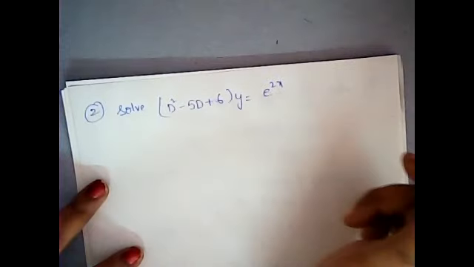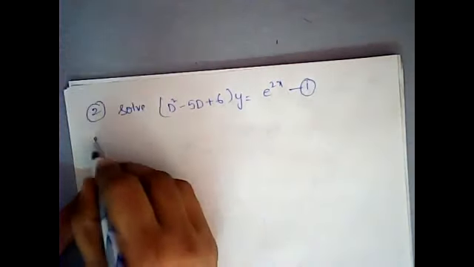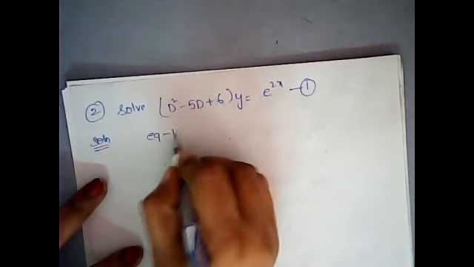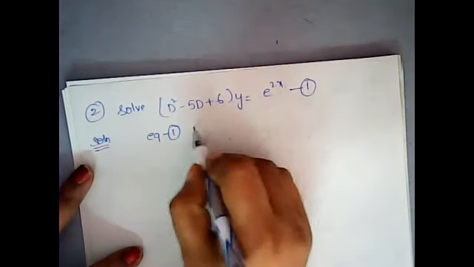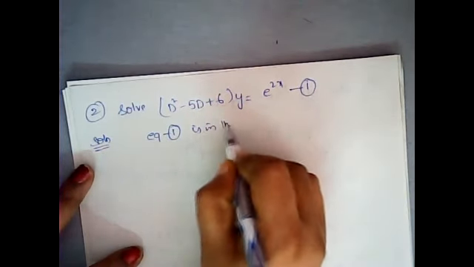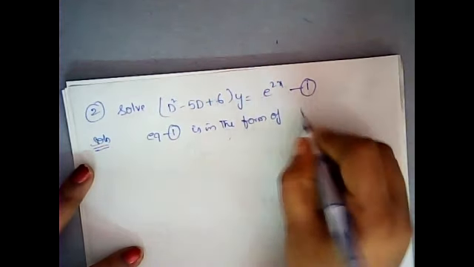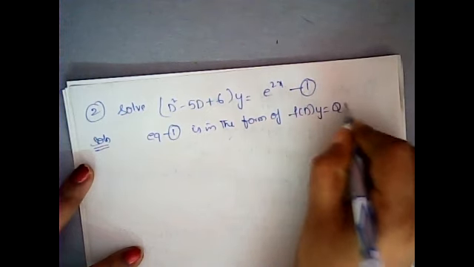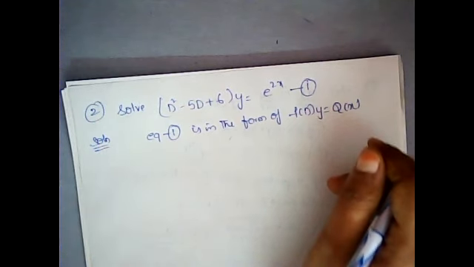So what do I have to do now? Let me take it as equation 1. You can see here equation 1 is already reduced into the operator form, right? So equation 1 is in the form of f of d whole into y is equal to q of x.